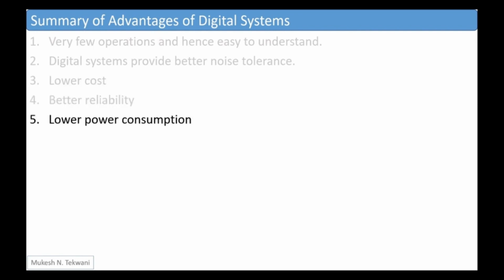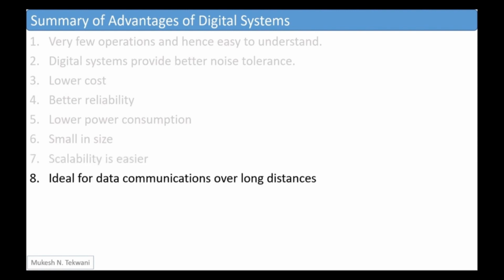The power consumption of digital circuits is much lower. They are small in size, which means that these systems can be portable. Scalability is easier, which means that systems can be joined one after the other and we can have more complex data processing. These are ideal for data communication over long distance. This again comes because the signals being digital signals are not easily affected by external noise.